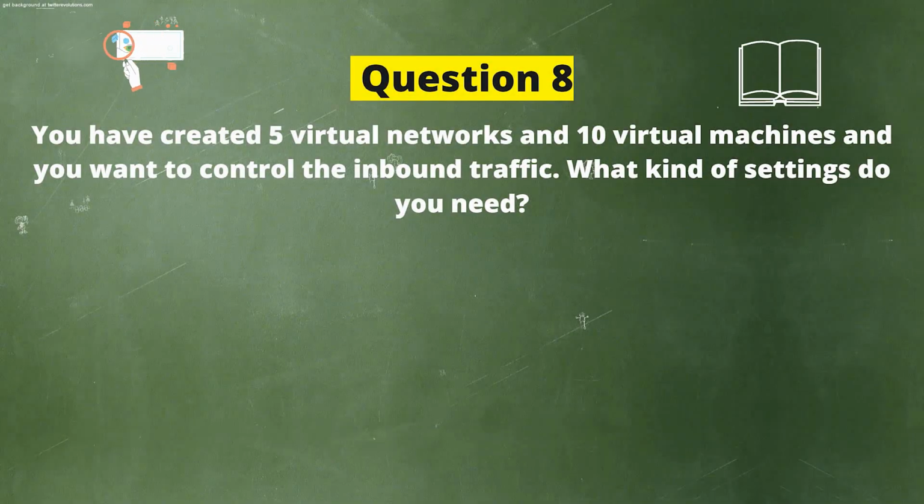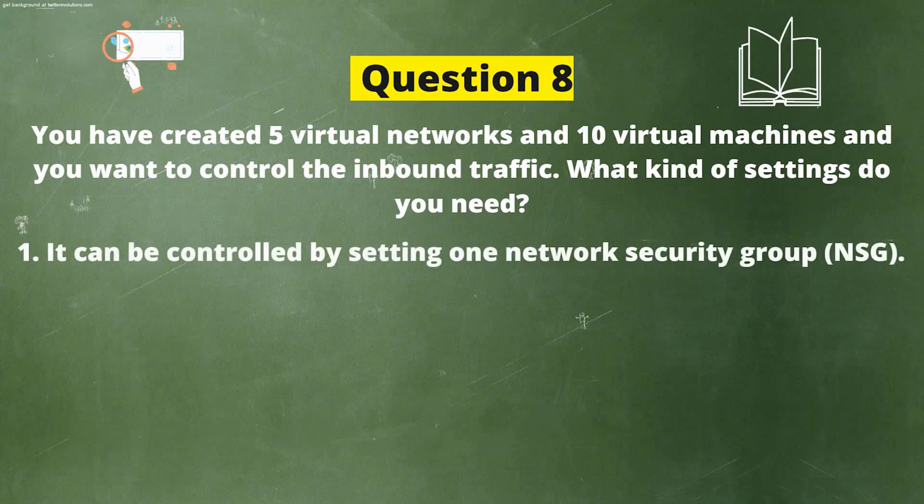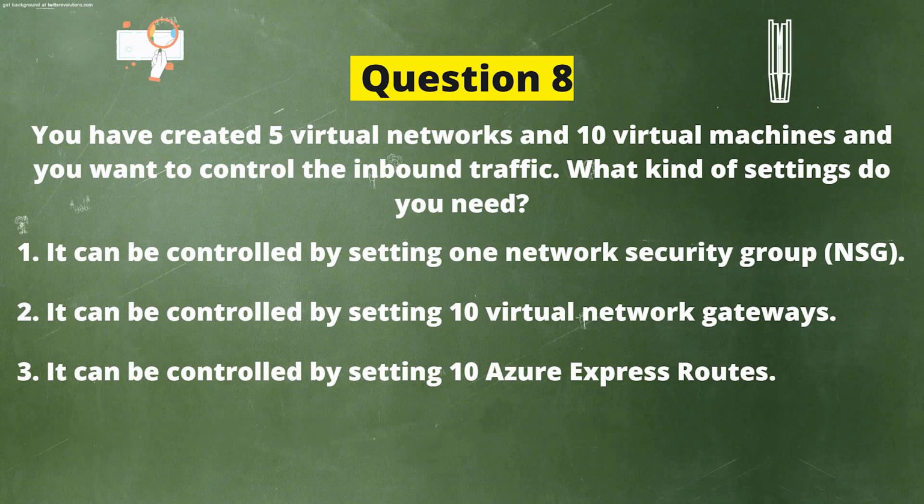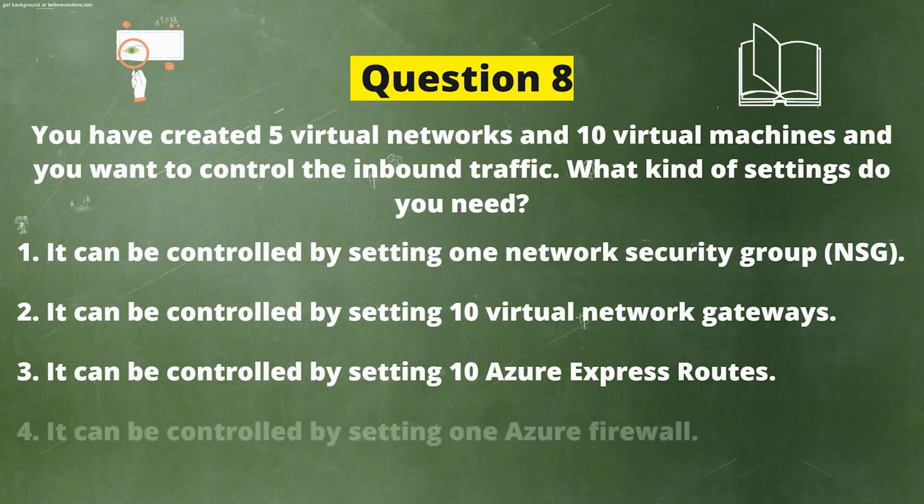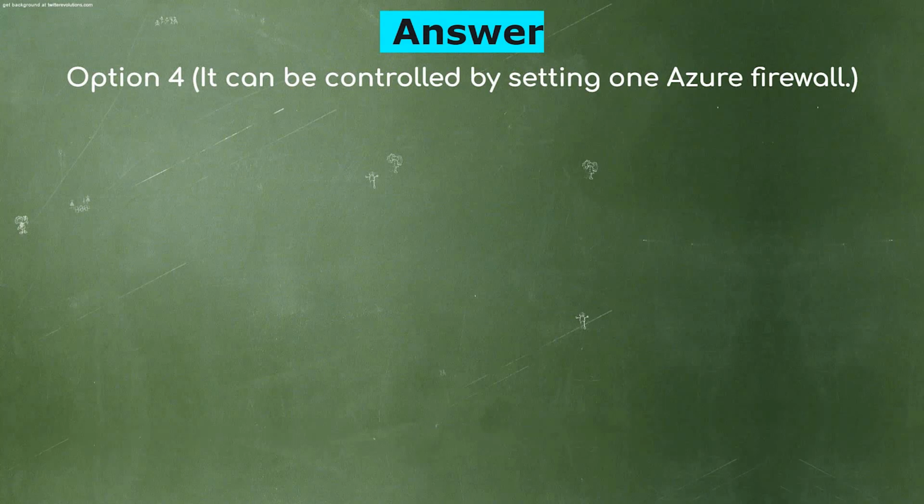Next question. You have created 5 virtual networks and 10 virtual machines, and you want to control the inbound traffic. What kind of settings do you need? And the options are: 1. It can be controlled by setting one network security group. 2. It can be controlled by setting 10 virtual network gateways. 3. It can be controlled by setting 10 Azure ExpressRoutes. 4. It can be controlled by setting one Azure Firewall. And the correct answer is option 4. It can be controlled by setting one Azure Firewall.